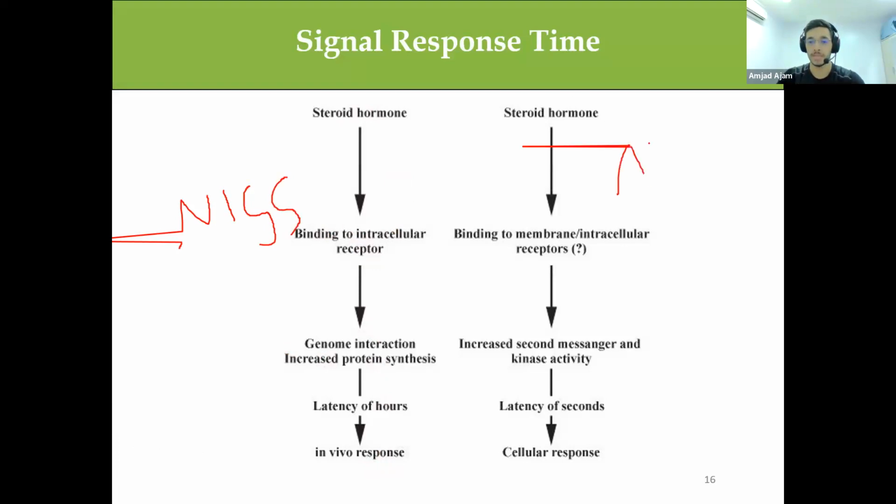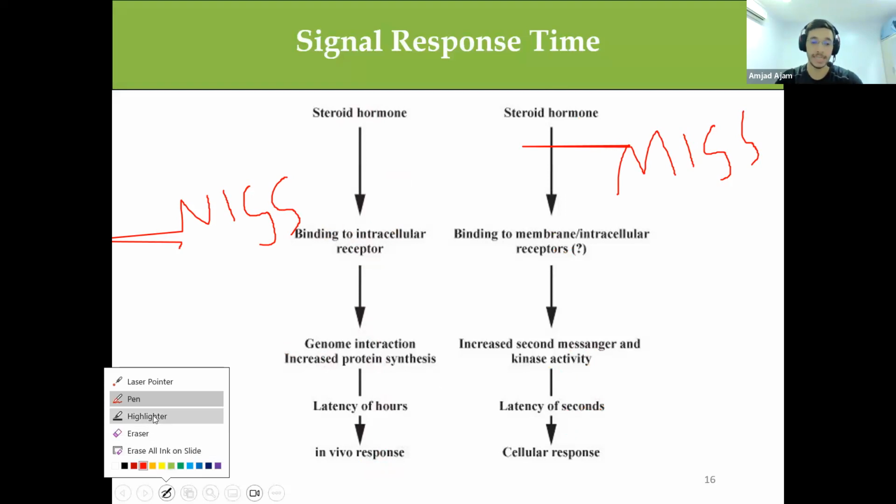This one is the MES, the membrane initiated. So once the hormone binds to the membrane receptor, it will increase second messengers like calcium, cyclic AMP, or also activate kinase activity. They will produce a response in seconds. And this is the main difference between MES and NIS.